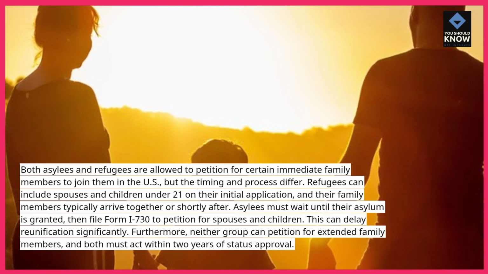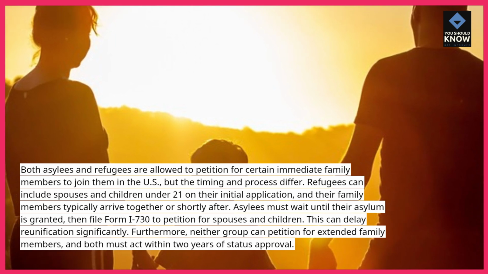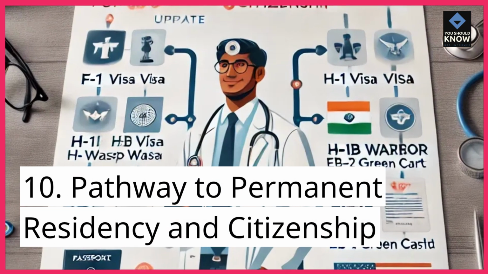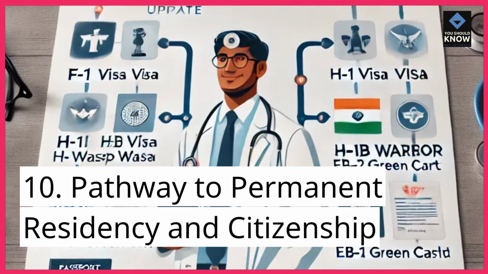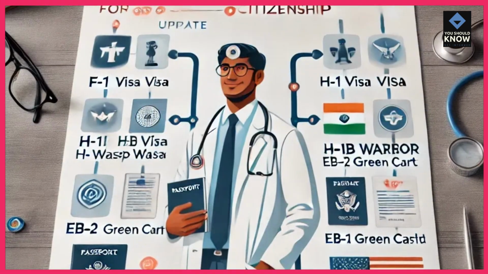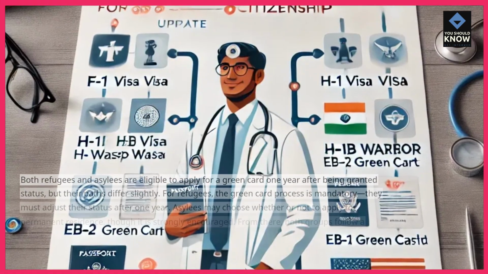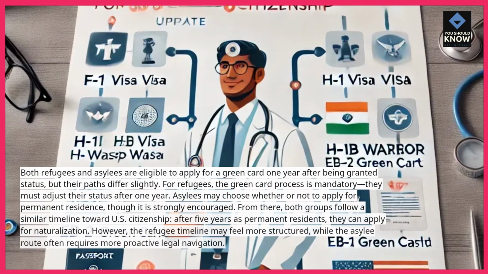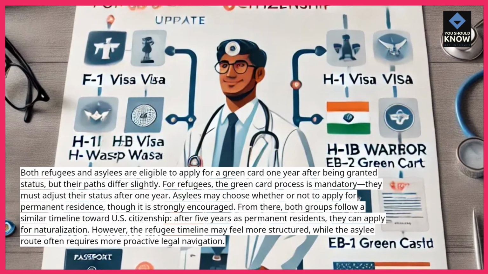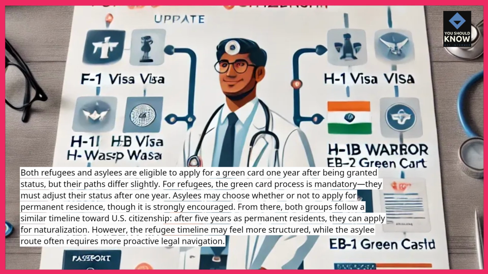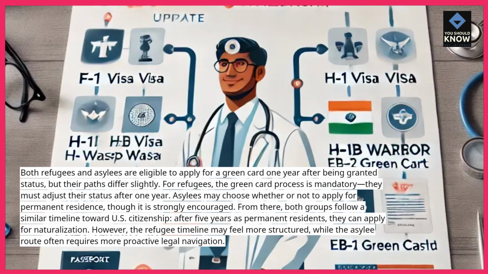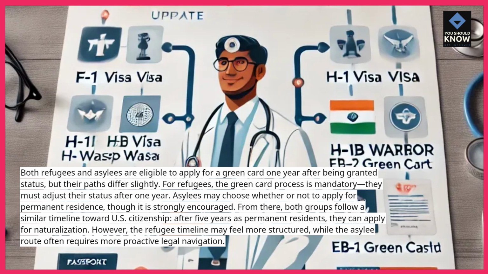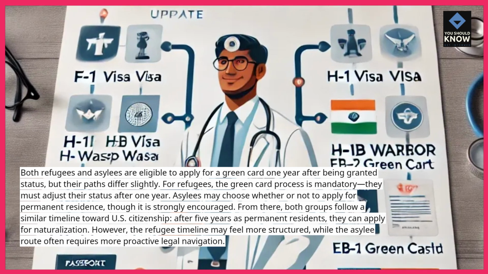Furthermore, neither group can petition for extended family members, and both must act within 2 years of status approval. 10. Pathway to permanent residency and citizenship. Both refugees and asylees are eligible to apply for a green card 1 year after being granted status, but their paths differ slightly. For refugees, the green card process is mandatory. They must adjust their status after 1 year. Asylees may choose whether or not to apply for permanent residence, though it is strongly encouraged.